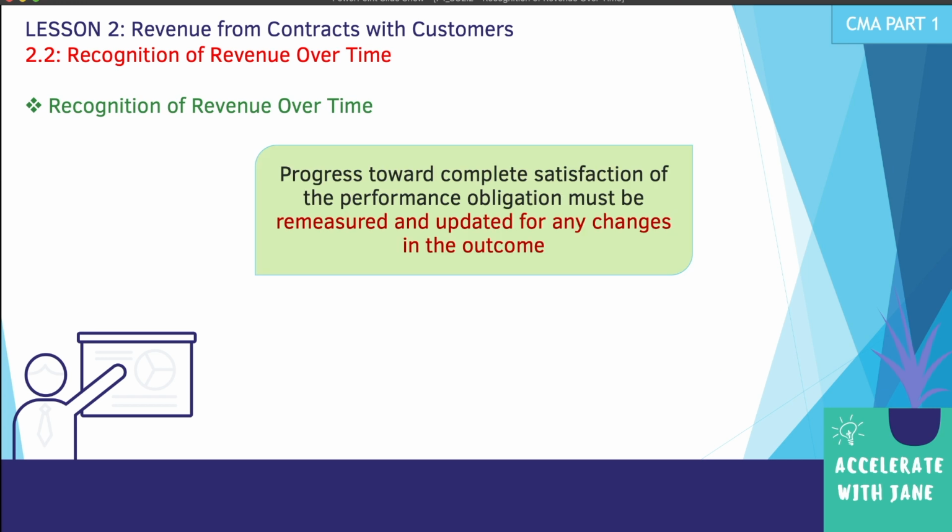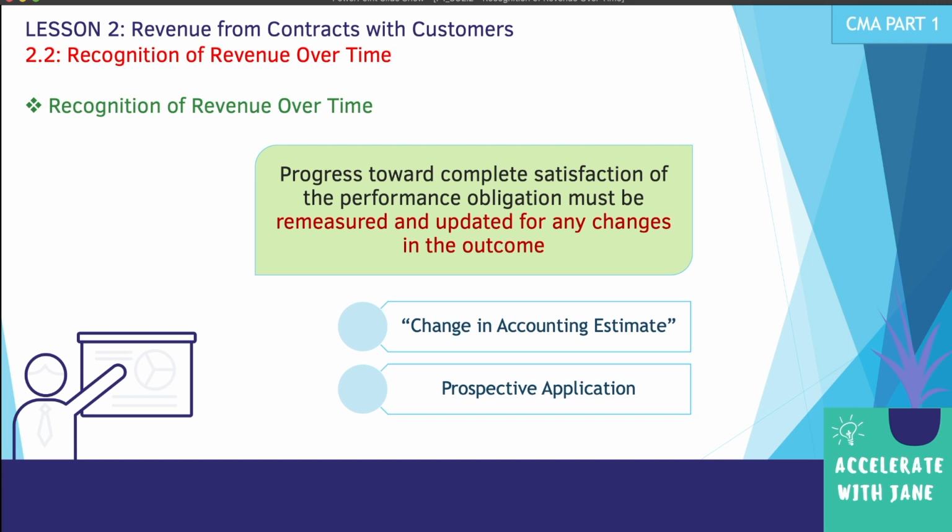Okay? Progress toward complete satisfaction of the performance obligation must be remeasured and updated for any changes in the outcome. Since we are recognizing revenue based on the completed progress, we must remeasure it at the end of the reporting period. For example, if the reporting period is December 31, we should remeasure it and see if there are any changes in the outcome. If there are any changes, this is treated as a change in accounting estimate, and such changes should be accounted for using prospective application. What do you mean by change in accounting estimate? If there is a change in the estimate, of course, we should make an adjustment in the carrying amount. For example, if there's a change in the revenue to be recognized, we should change the corresponding receivable. On the other hand, if there's a change in the estimate of the expense, we should also make changes to the corresponding liability.